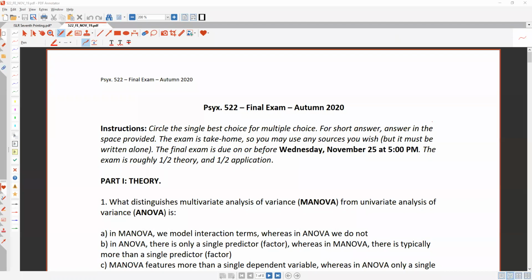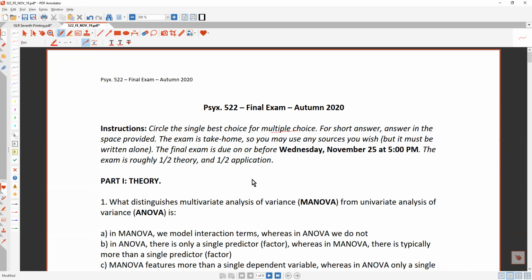Okay, so this is the final exam for Psych 522. Let's go over the instructions. There's a combination of some short answer and some multiple choice in there as well. So the job is to circle the best choice for the multiple choice, and for short answer, answer in the space provided.